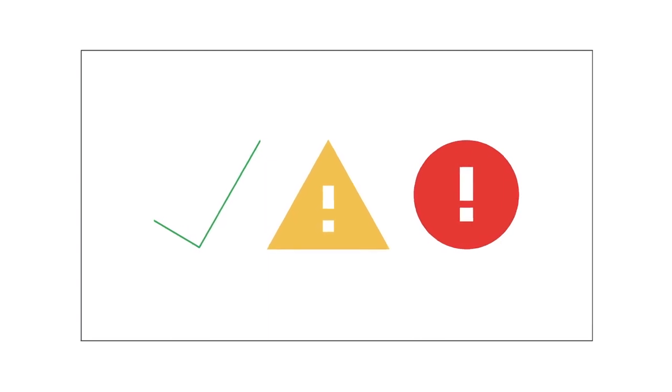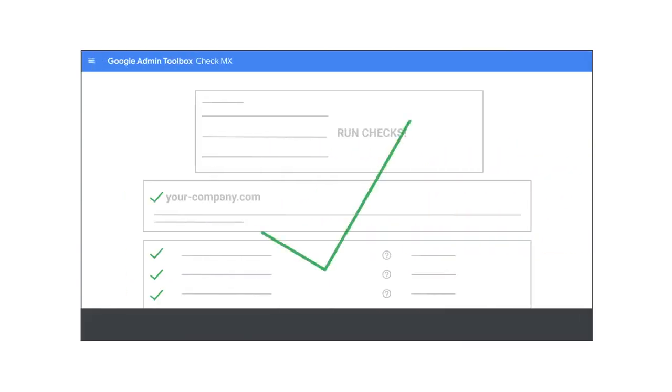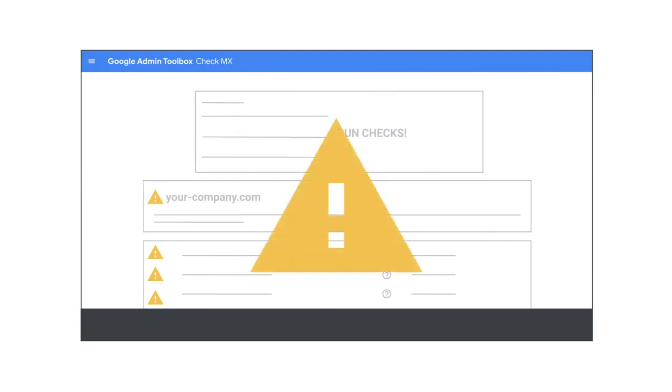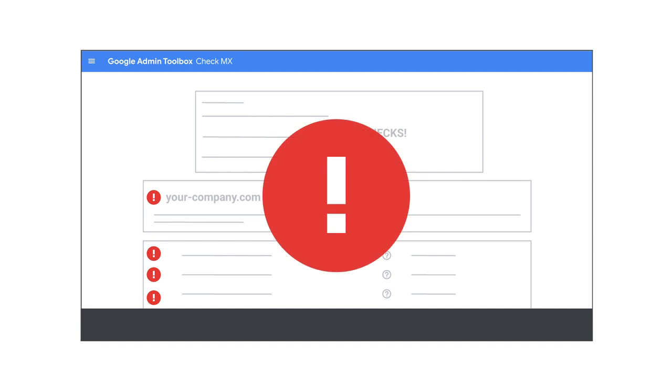After completing the checks, you will get a summary with flags showing if mail flow is: 1. Working smoothly and no action is needed, 2. Working but indicating issues that need to be addressed, or 3. Needs to be set up.